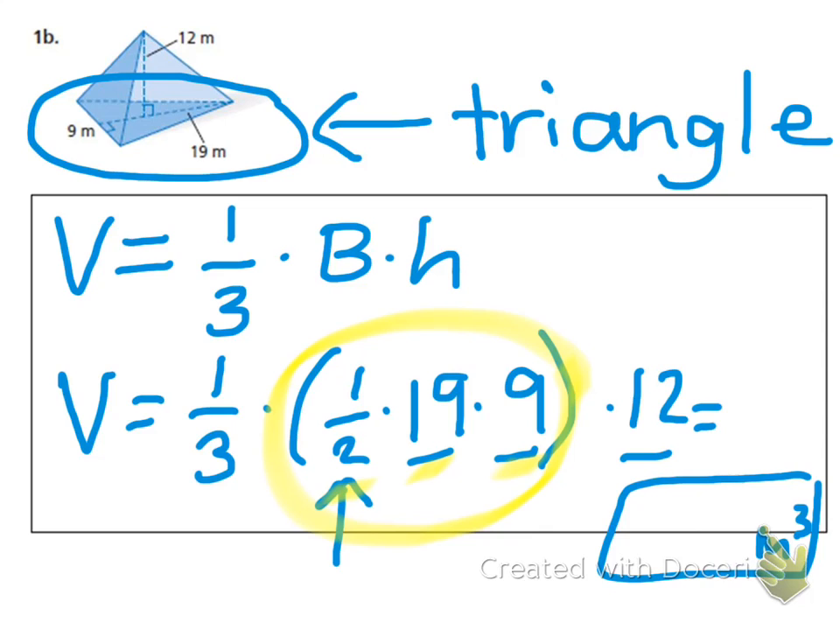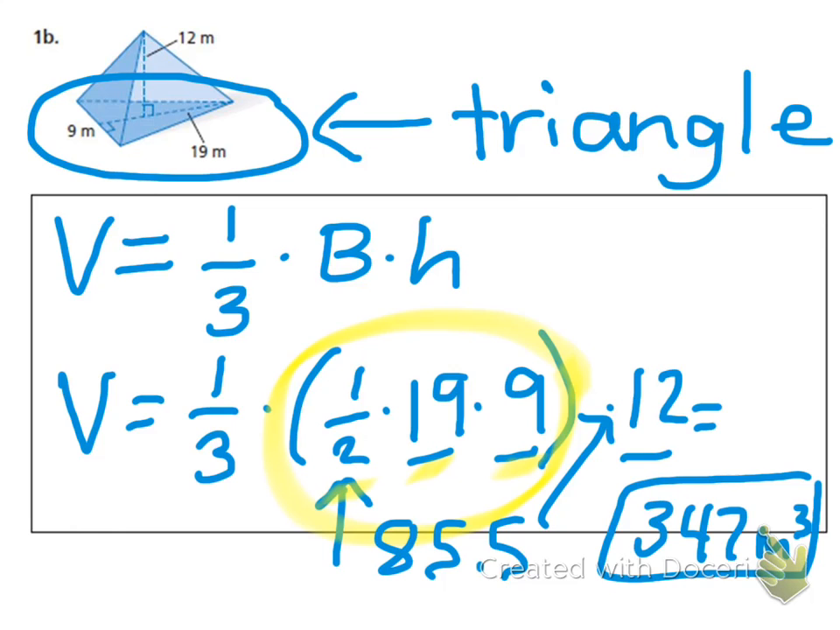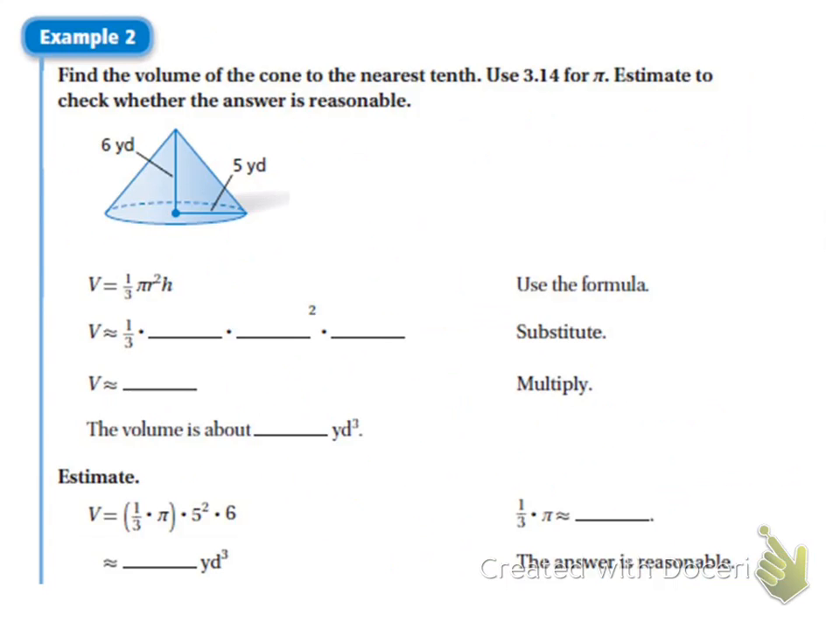Okay, for this one, Christopher got 85.5. Did you multiply by 12 then? It equals, and then divide by 3. So 342 is Christopher's answer. That is correct. Excellent job.